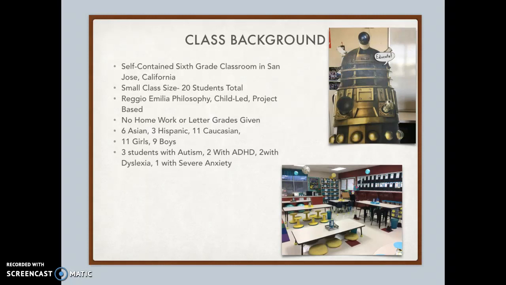The makeup of my class is 6 Asian students, 3 Hispanic, and 11 Caucasian. There is a balance of 11 girls and 9 boys in my class. My school tends to attract a lot of non-typical learners, mostly because of our child-led philosophy. It works for them and for their families. So in my class alone, I have 3 students with autism, 2 with ADHD, 2 with dyslexia, and 1 with severe anxiety.